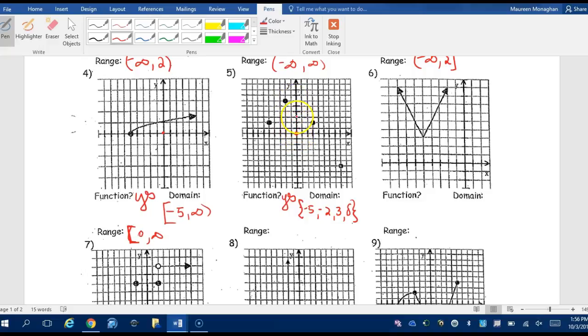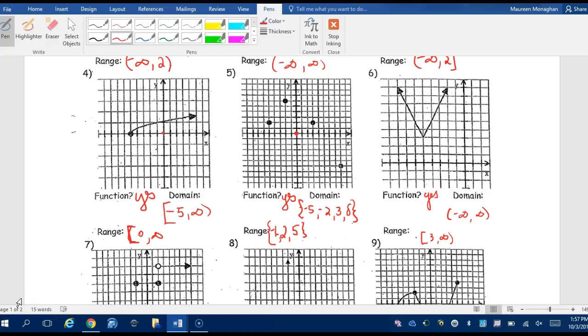let's see, 1, 2, 3, 4, 5. So it's 5 and 2. And we would want to write these in order. So obviously 5's the biggest. 2, and then we have a negative 6. Okay. All right. Try number 6 on your own.